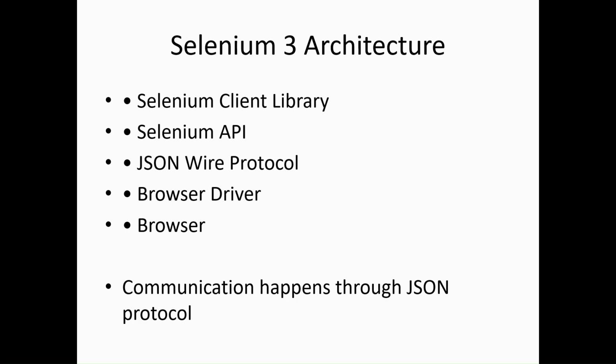Okay. So if I talk in terms of flow, it happens in this way. First comes the script, then the Selenium library, then the JSON wire protocol, then the browser driver, and finally the browser. So this way your Selenium scripts interact with browsers, and in between these are the steps. Okay. So this was all about the Selenium 3 architecture.